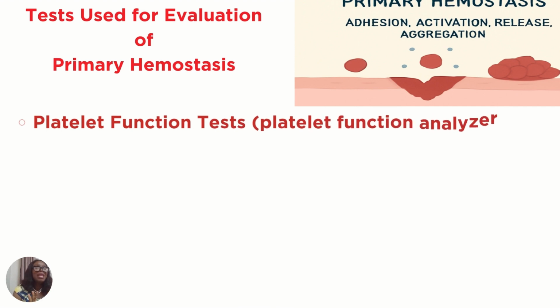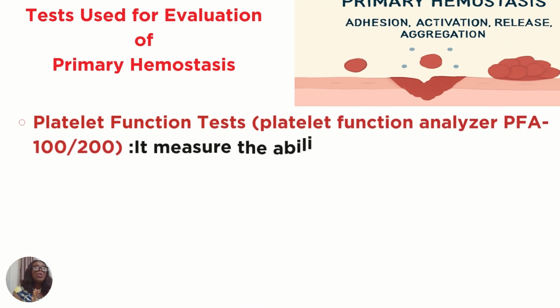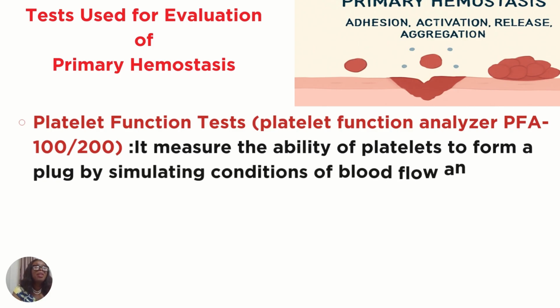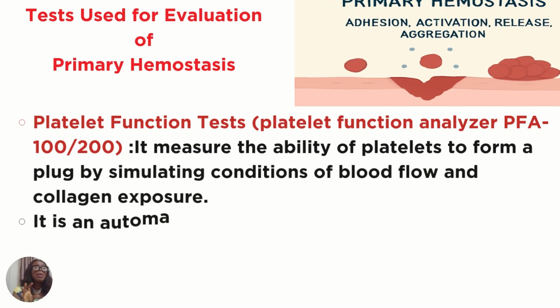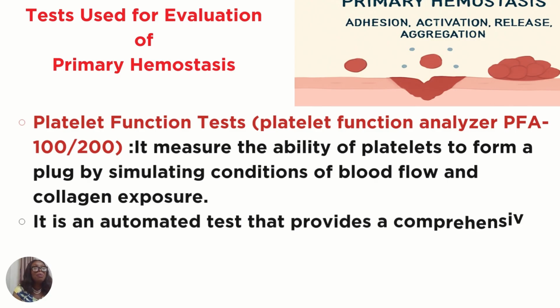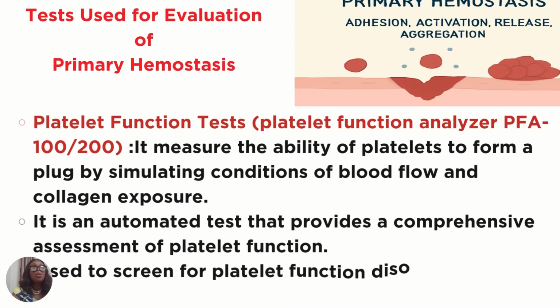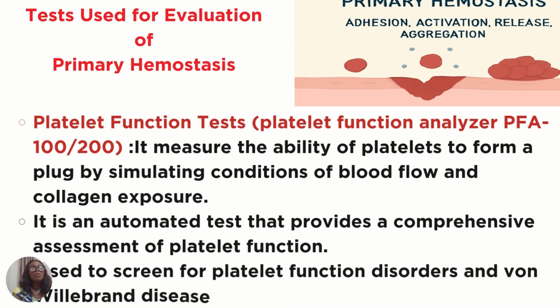We have another test that assesses platelet function using what we call the platelet function analyzer, PFA-100 or 200. This particular test is more sensitive than the bleeding time test, and it measures the ability of platelets to form a plug by simulating conditions of blood flow and collagen exposure. It is an automated test that provides a comprehensive assessment of platelet function, and it can be used to diagnose some platelet function disorders and von Willebrand disease.